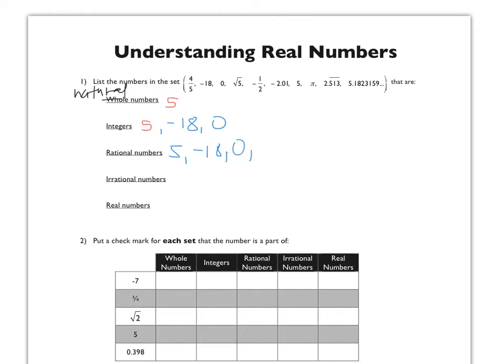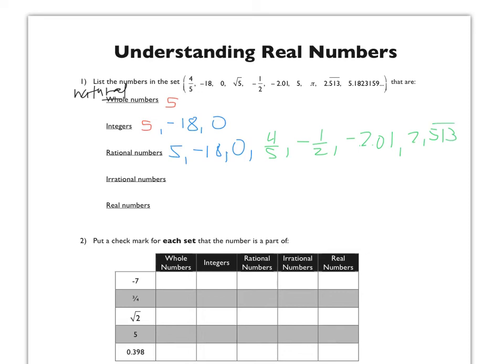Let's look at what else is going to be included. All right, well, here we've got 4/5. It's a fraction of 2 integers, so that'll be included. That is not. Negative 1/2 is rational. So is this terminating decimal, negative 2.01. We already have 5. Pi is not rational, but we've got a repeating decimal here, so we'll include that. Okay, so we get the 4/5, the negative 1/2, the negative 2.01, and the 2-point repeating 513.